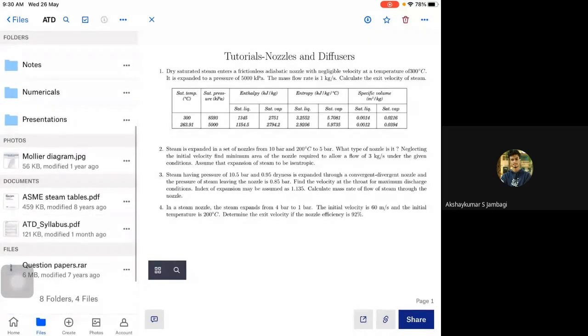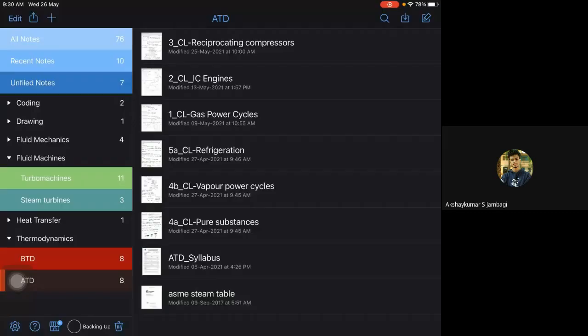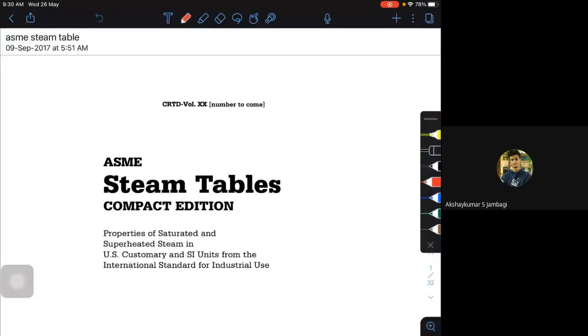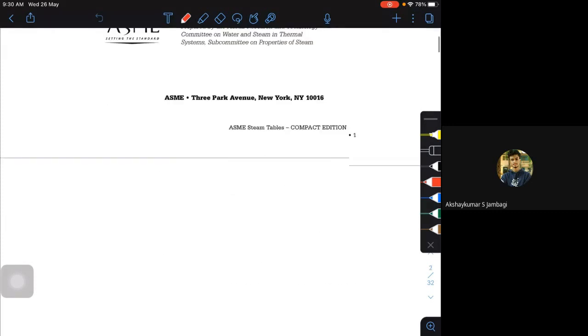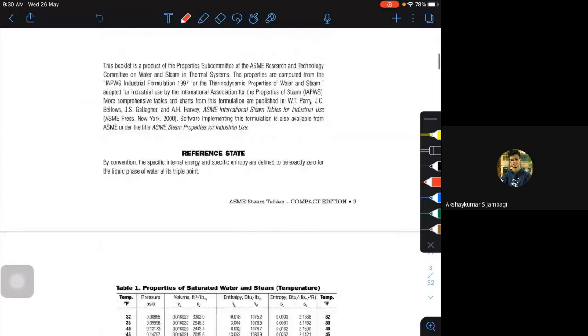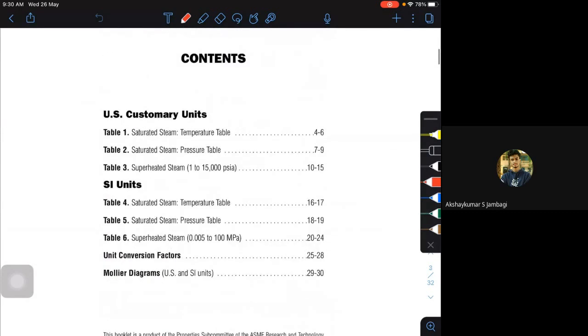In my ATD course. Here also I have steam tables. This is what I've been using, the ASME steam tables. Look at this. I have downloaded this: saturated steam tables based on temperature, based on pressure, and you have the superheated tables, which are separate.